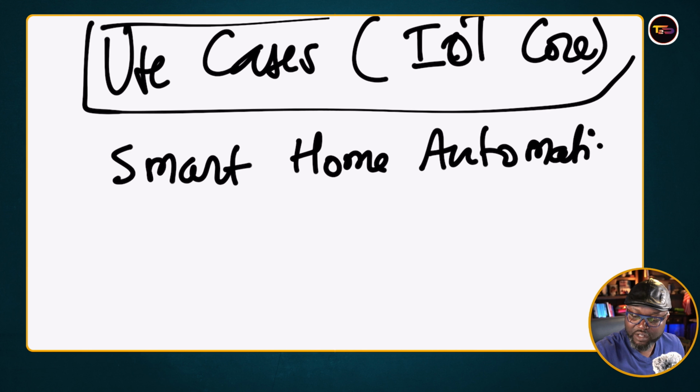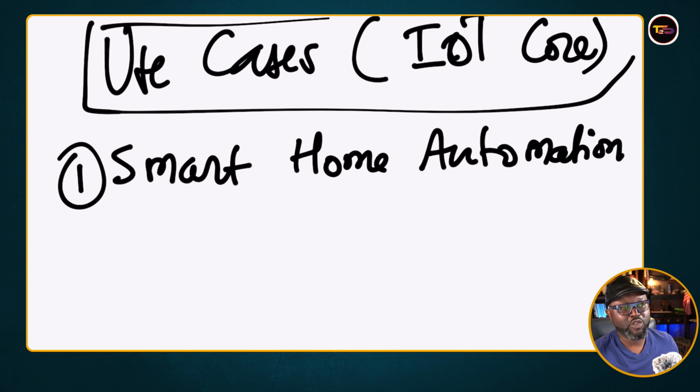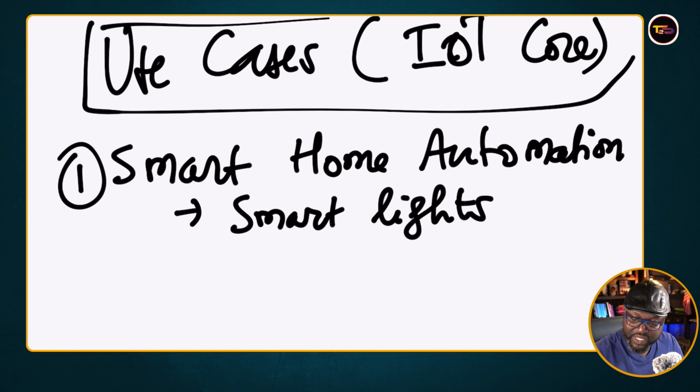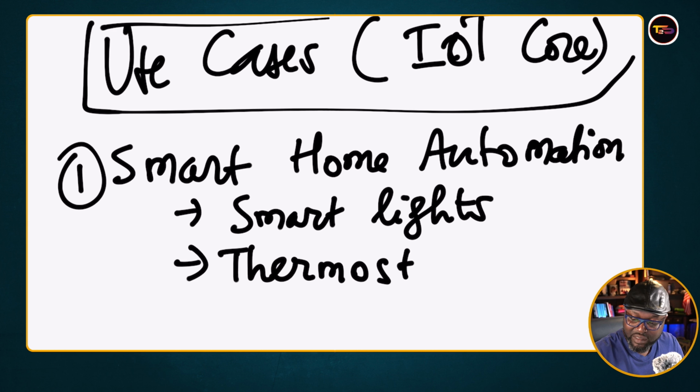This is one very practical way to use this. Devices like smart lights, thermostats, security cameras, they are all connected. Like I will just write this down here. So you have smart lights. You have something like a thermostat. So these, they are connected.